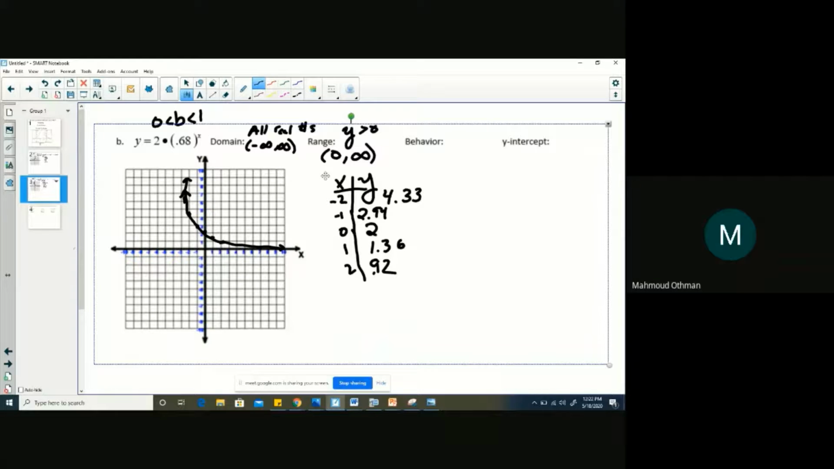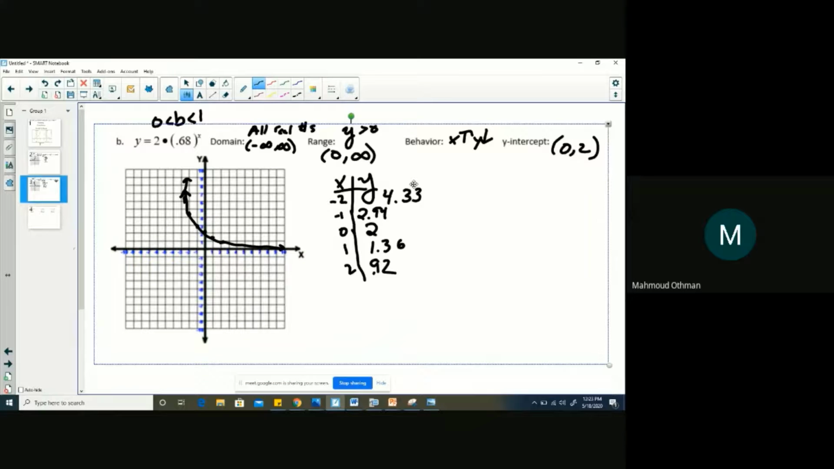it decreases. You go in order when you write something like this. And the end behavior is as x increases, y decreases, because the x values get bigger, the y values get smaller. The y-intercept, when x is 0, y is 2.